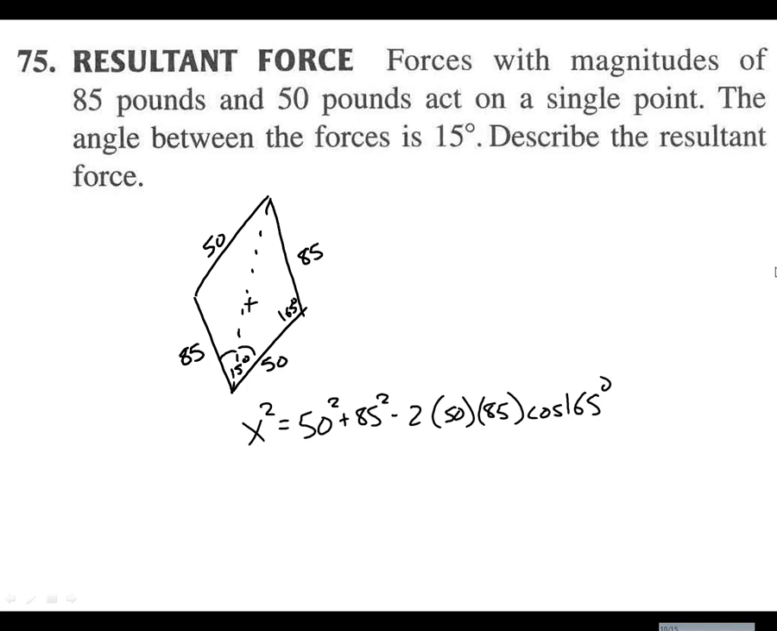Put those together and you get 5.6. Oh, sorry, no, that's the wrong one. Let me plug this in. 50 squared plus 85 squared minus 2 times 50 times 85 times the cosine of 165. And we get, oh, we got to do the square root, 133.92 is our resultant force.